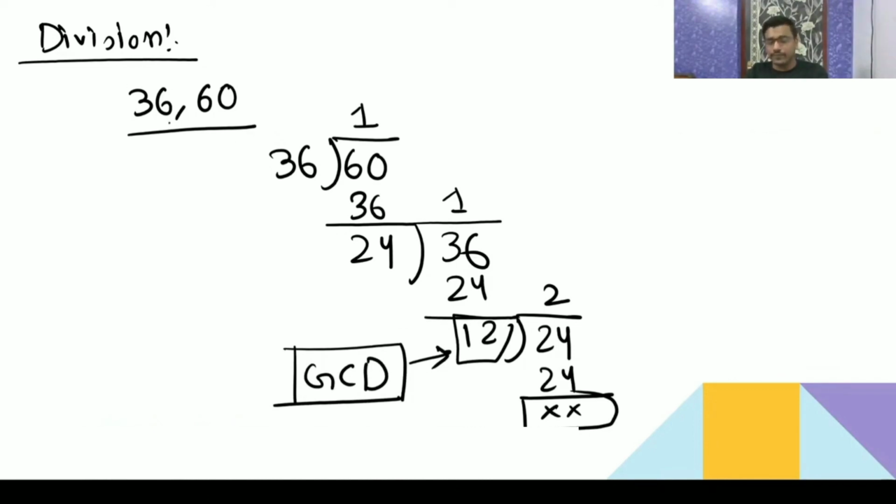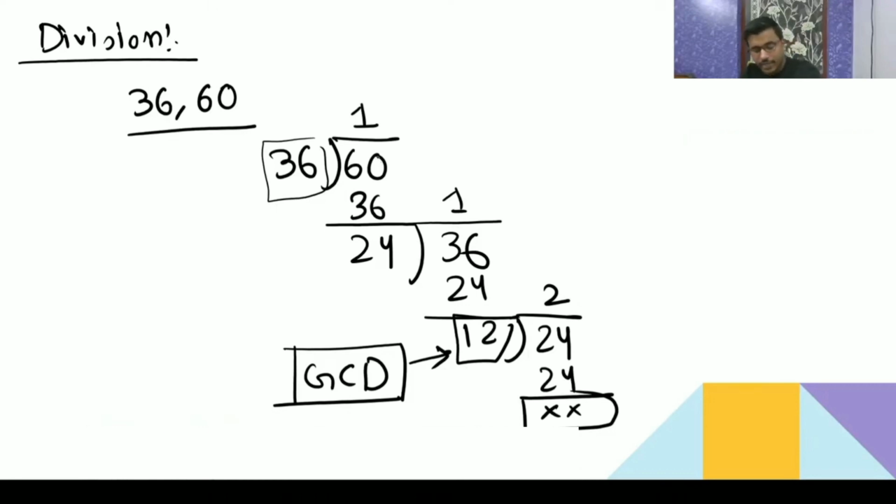So what you have to do, if they have given you two numbers, you divide the bigger number by the smaller one. Now the remainder becomes the new divisor, and the previous divisor becomes the dividend. So again divide. Now you got remainder 12. This divisor now becomes the dividend, 24 into. Understood? Am I clear? Please let me know whether it is clear or not.